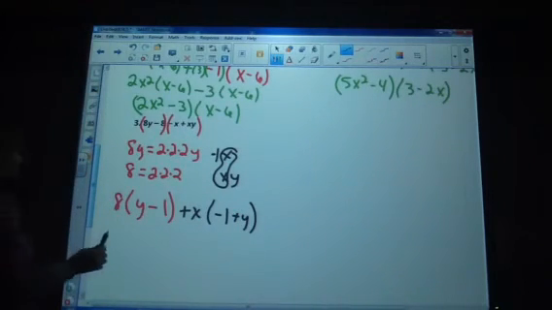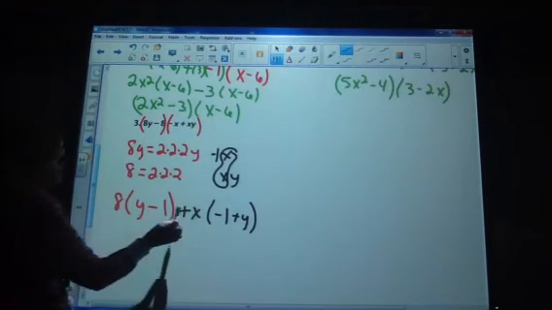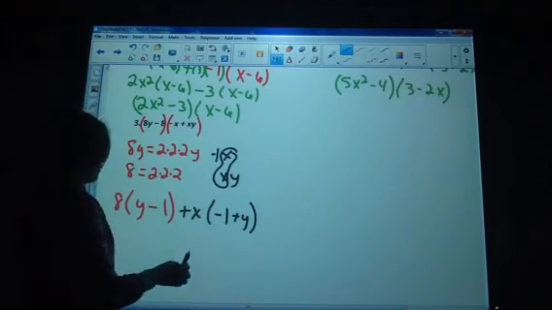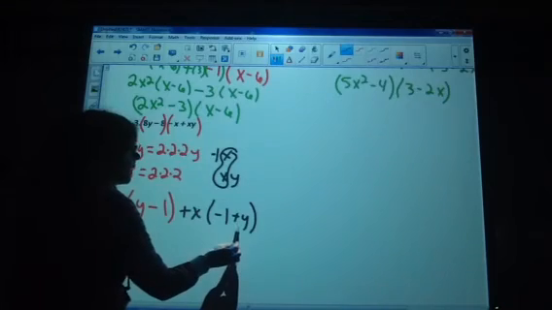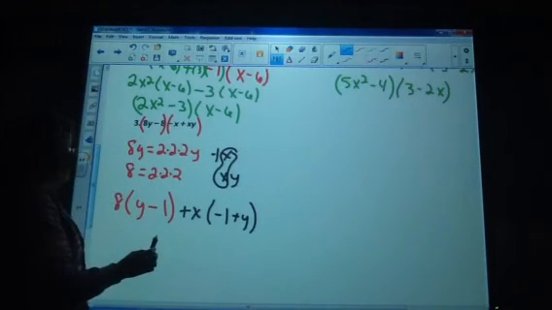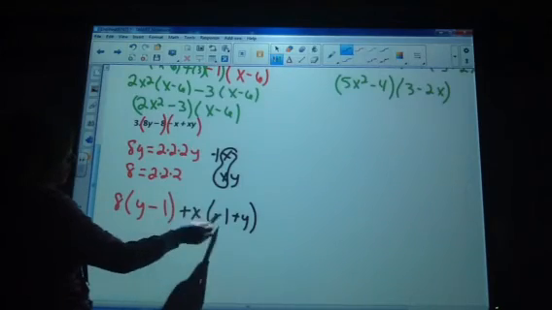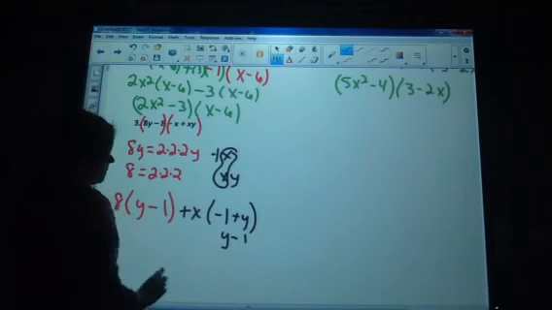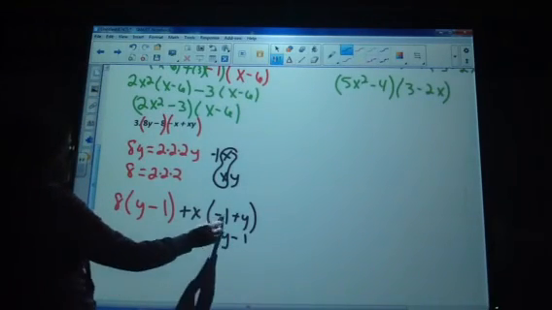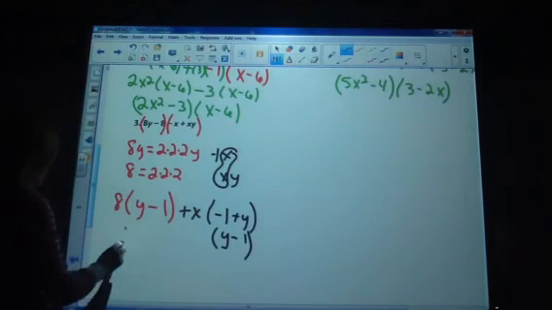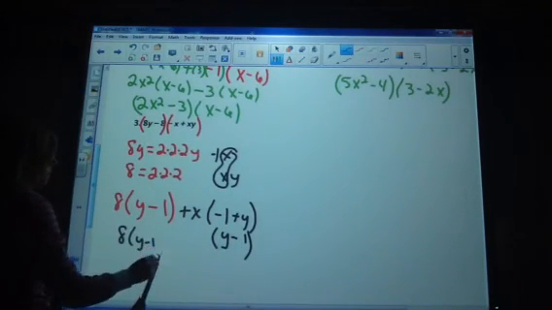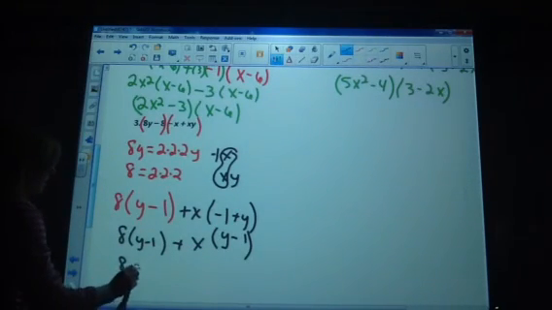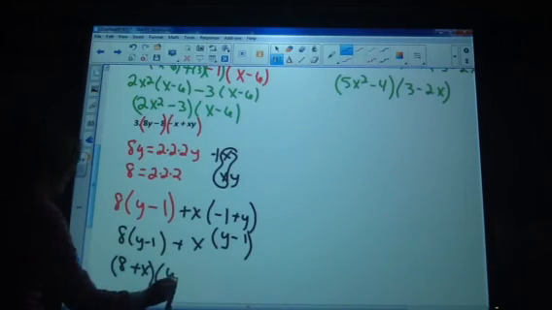All right, now let's see if these are opposites. What's the opposite of a positive y? -1. What's the opposite of a -1? Positive 1. So these are not opposites, but can you rewrite this binomial so it matches this? Are these binomials the same? They are, because you have a positive y minus 1. That's the same as a -1 plus y. All right? So our common binomial factor is y minus 1. So we have 8 plus x, and then y minus 1.